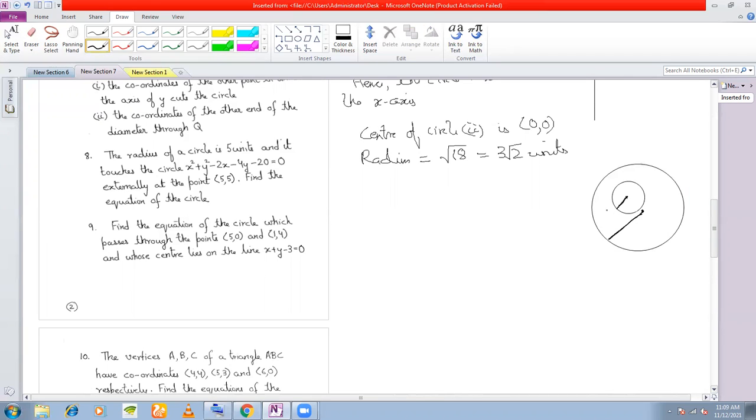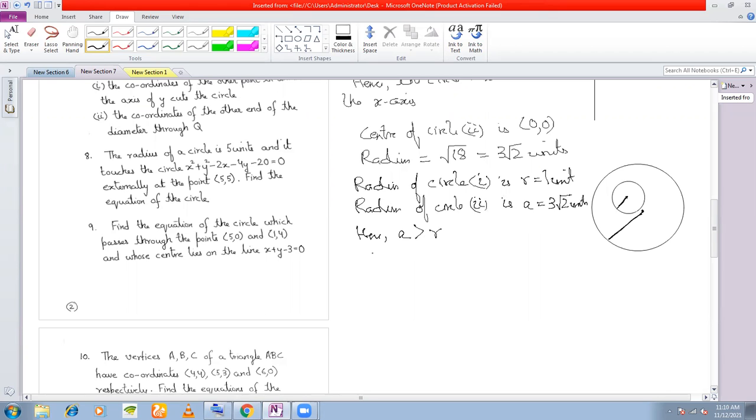Also, what do you have to show? It would suffice to show now radius of circle 1. Let's write it, radius of circle 1 is r is equal to 1 unit. We have found out above, right? And what is the radius of circle 2? Is a is equal to 3 root 2 units. So which one is greater? Here a is greater than r, right?